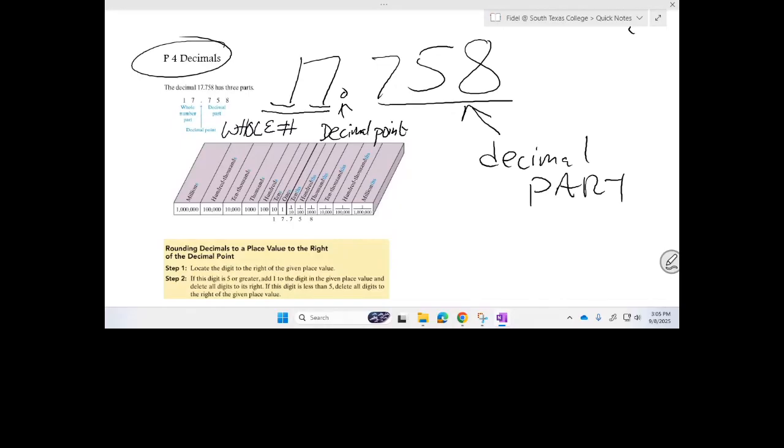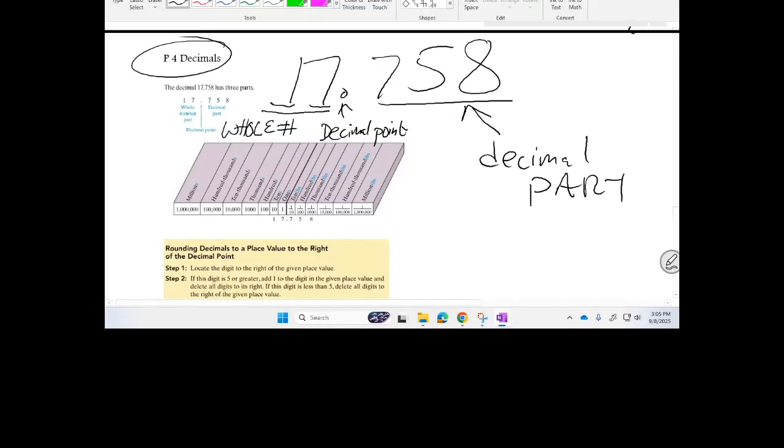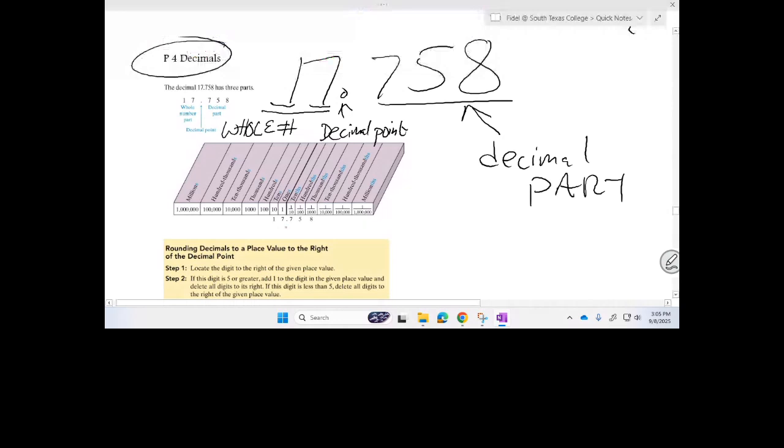Now, when we start to look at the right of the decimal point, the first one to the right is what we call the tenths. Then we have the hundredths, the thousandths, the ten-thousandths, the hundred-thousandths, the millionths, and we could keep going forever and ever and ever. Okay. So we have those place values. And really what we're going to do in section P4, y'all, is talk about how to round numbers.